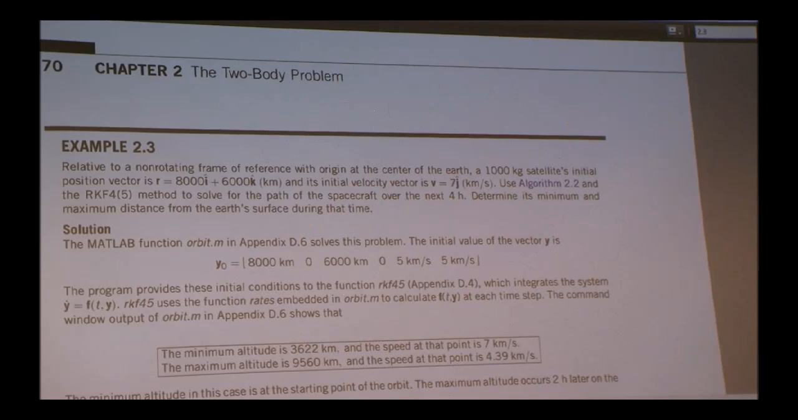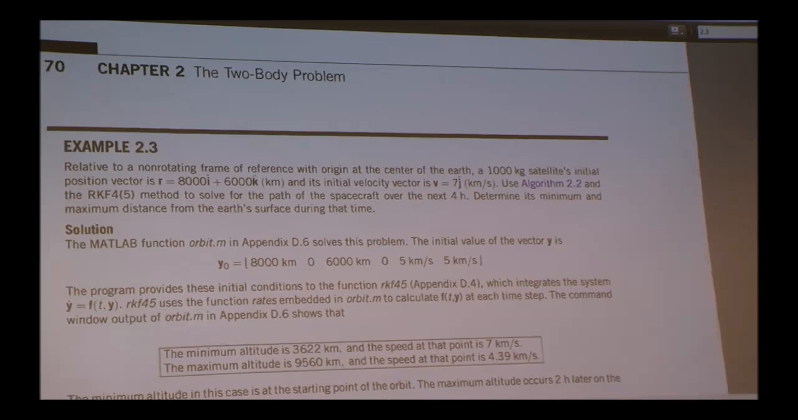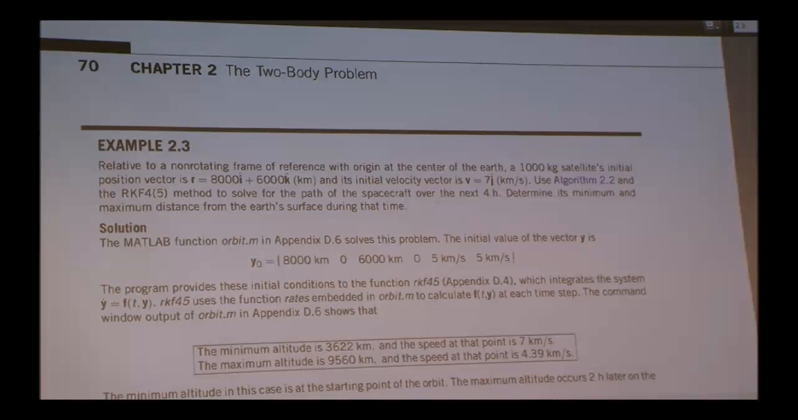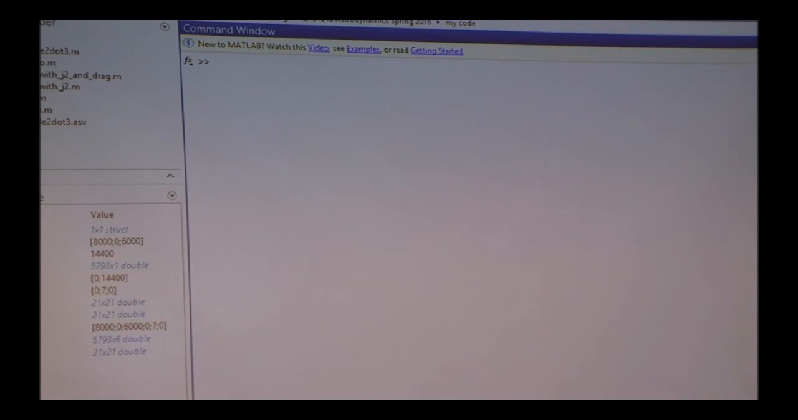What was the question? Find the minimum and maximum distance from the Earth's surface. Okay. How do you do that? I don't know. Let's see. I had a lot of commands that I should have saved somewhere else. Well, I know that my y out is my matrix containing everything, right? And you have to play with this. Norm, for example, the norm of, let's see, y out 1.